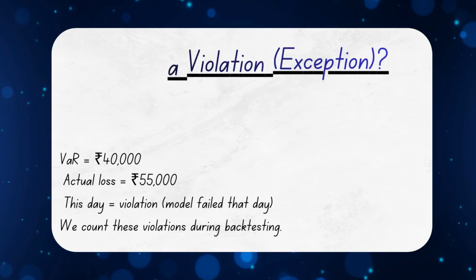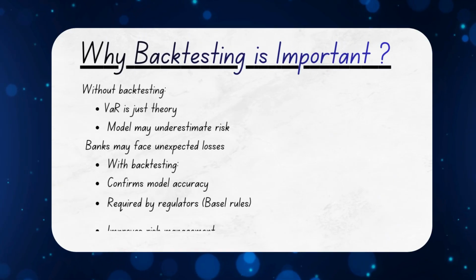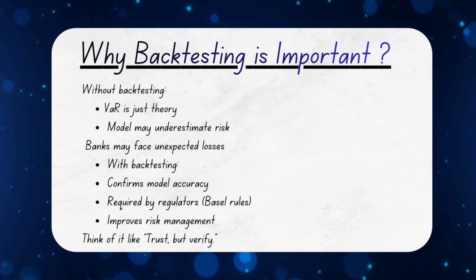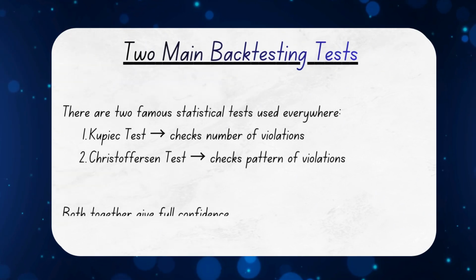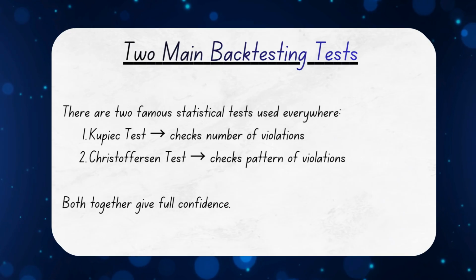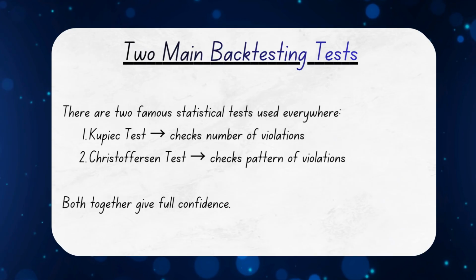Backtesting is extremely important because without it, VAR is just theory. A model might look perfect on paper, but completely fail during market stress. That's why regulators like Basel require banks to backtest their VAR models regularly. It helps confirm whether the model is realistic, reliable, and safe to use. Now in practice, there are two famous statistical tests used for backtesting, the Kupiec test and the Christoffersen test. Together, these two tests tell us whether the VAR model is trustworthy.